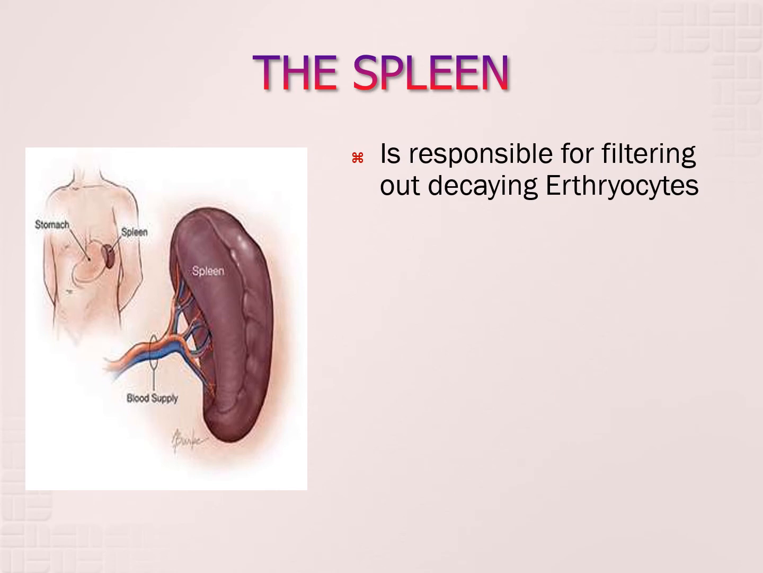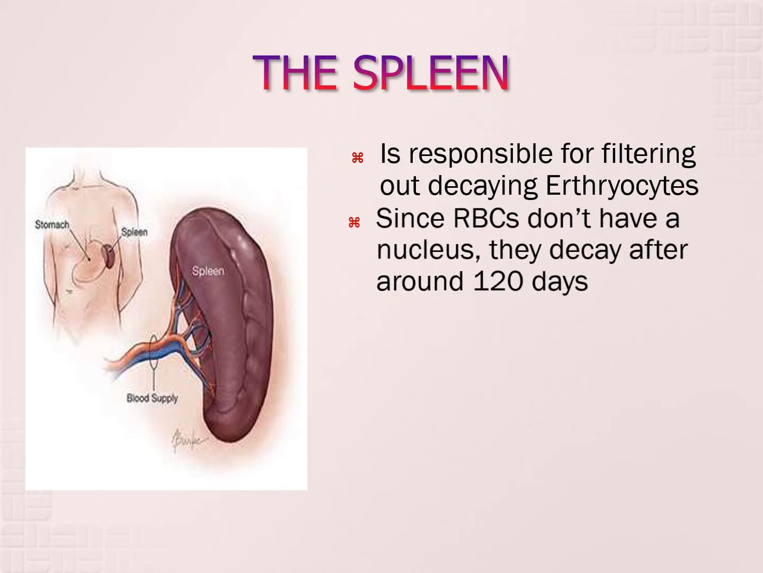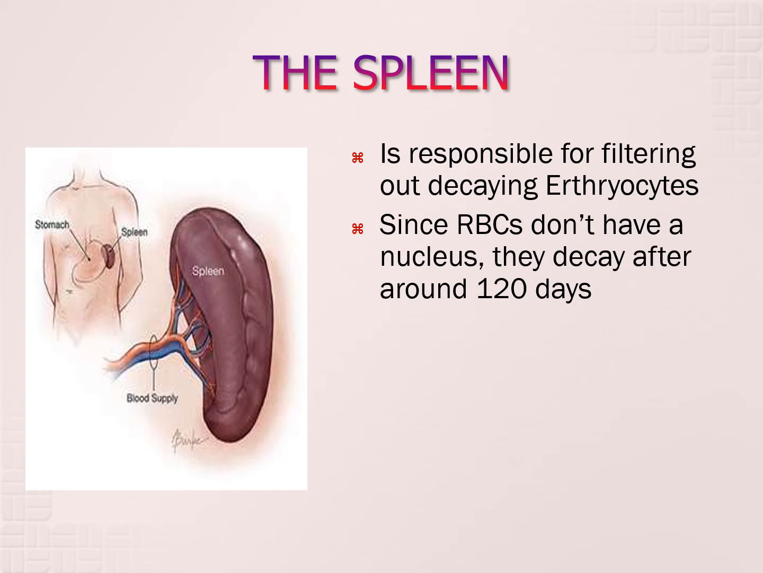So we do have this little organ called the spleen. And the spleen is found near the stomach. It's actually kind of wrapped up in your intestines. And its main job is to filter out decaying erythrocytes. Remember, erythrocytes are your red blood cells. Okay. Since RBCs, red blood cells, don't have a nucleus, they begin to decay after about 128 days.